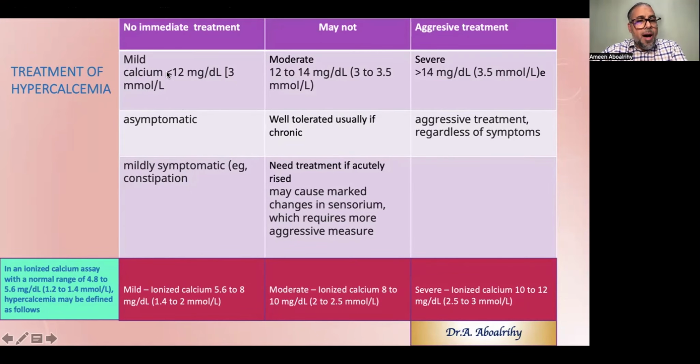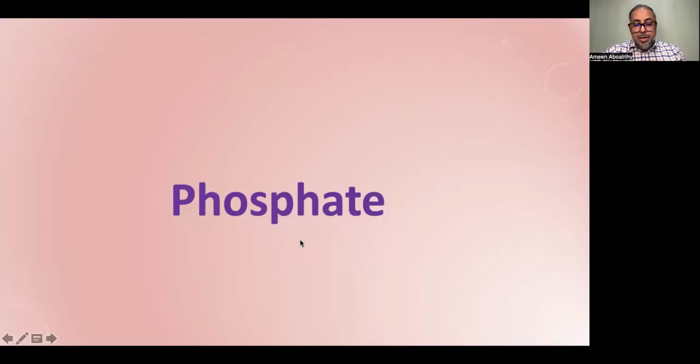When you have mild hypercalcemia, most of the time you don't need to do much. They are asymptomatic, or maybe mildly symptomatic, and you don't need to do much. If they have moderate hypercalcemia, like 3.5 millimole per liter, they might have some symptoms, and then you need to treat them. If the calcium has acutely risen, and that might cause a problem in their sensorium, those patients need aggressive treatment.